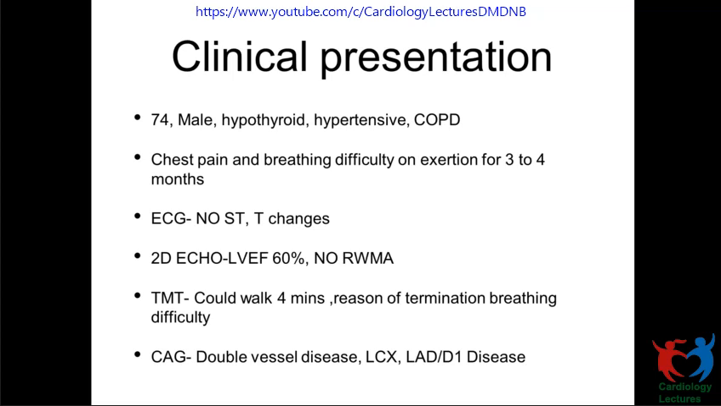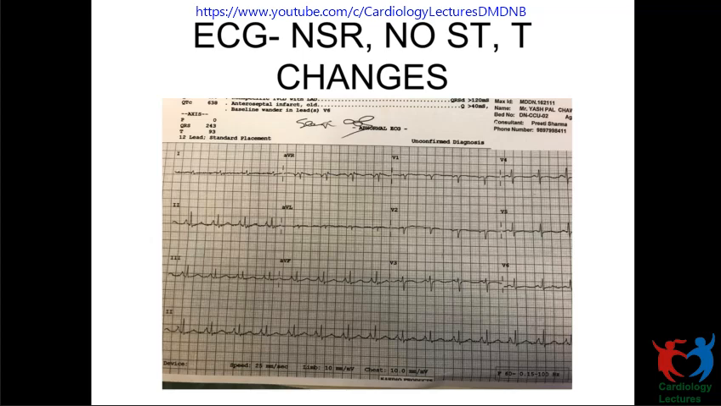He was a 74-year-old male who was hypertensive with no other conventional risk factors for CAD. He presented in my OPD with a history of chest pain and breathing difficulty for 3 to 4 months. ECG did not show any ischemic changes. Echo showed normal LV ejection fraction, and I subjected him to a treadmill, but he could not walk for more than 4 minutes, and the reason for termination was breathing difficulty.